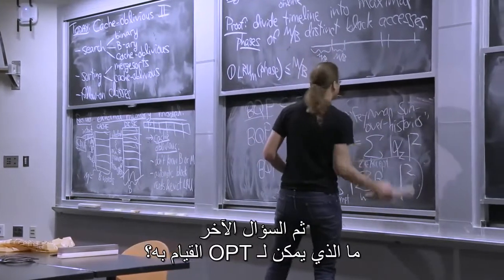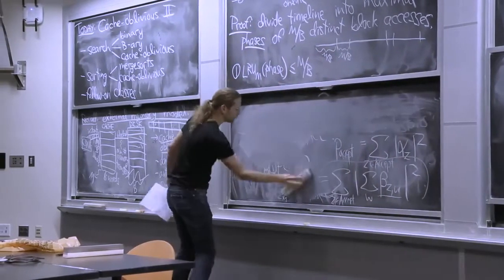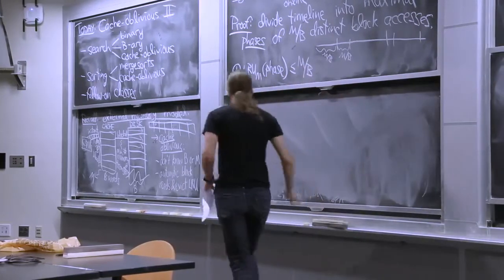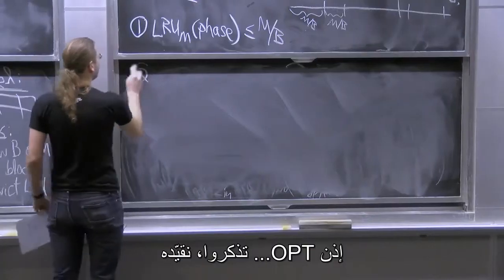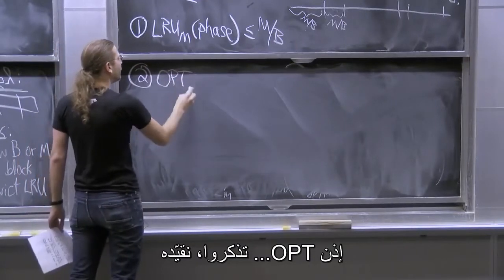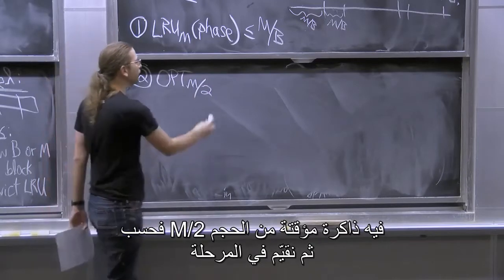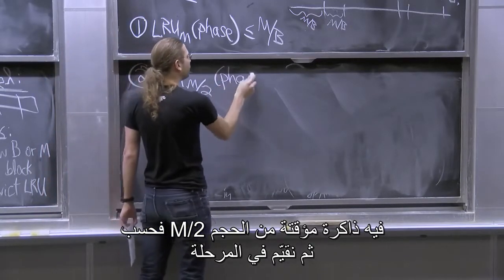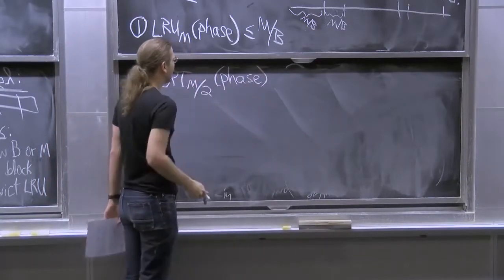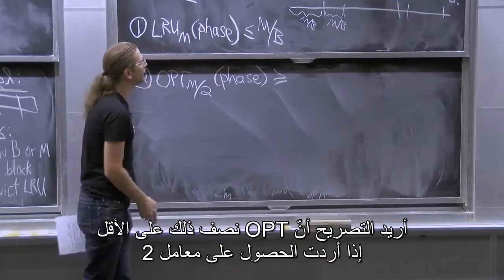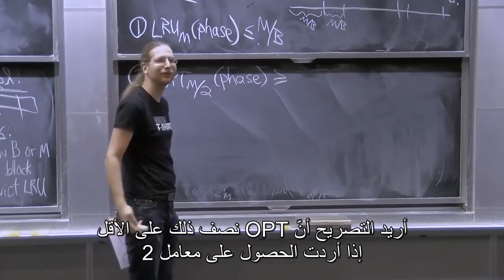Okay, and then the other question is, what could OPT do? So OPT, remember we're tying its hands behind its back. It only has a cache of size M over 2, and then we're evaluating on a phase. I want to claim that OPT is at least half that if I want to get a factor of 2.